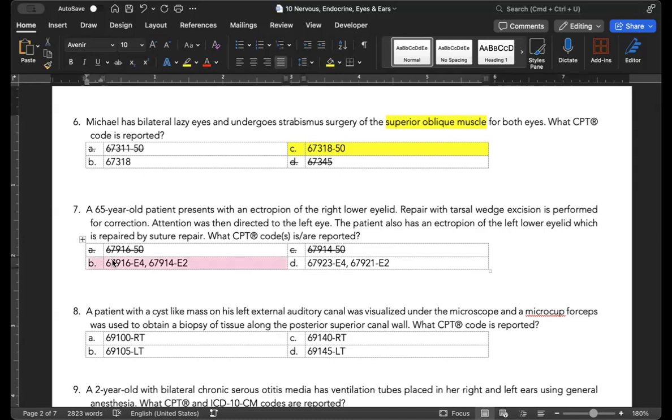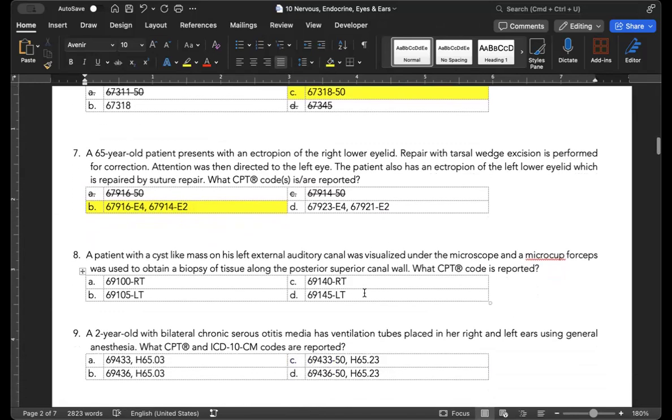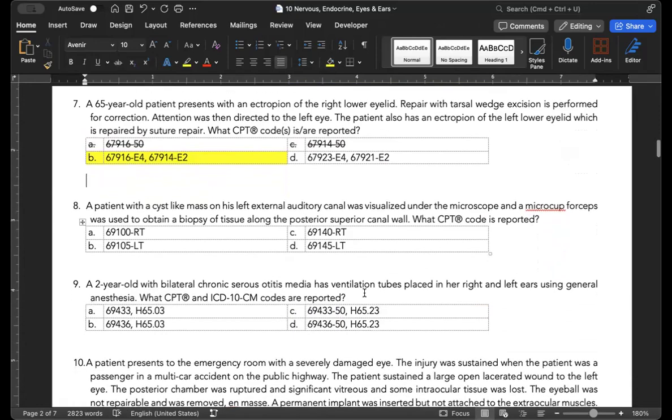1-6. Yep. So even though they're both for excision of tarsal wedge, don't just read the indented portion of the code. Make sure you're going to the parent code to make sure you're doing it for the correct condition if it's listed there. Okay. Any questions on that one?